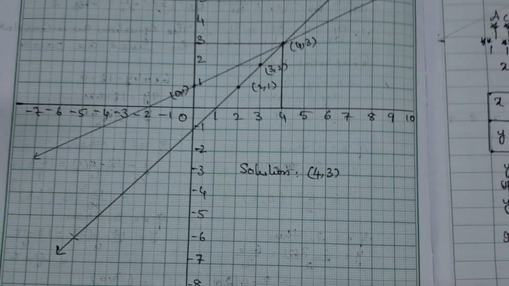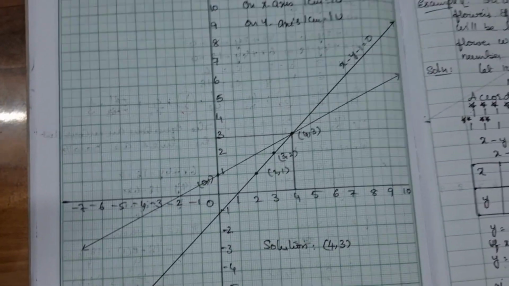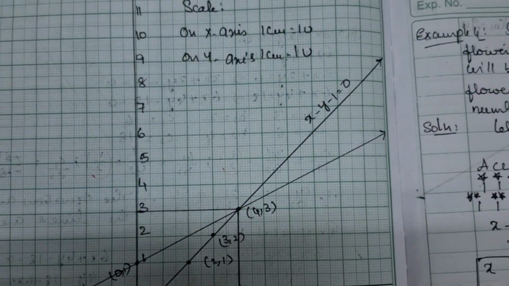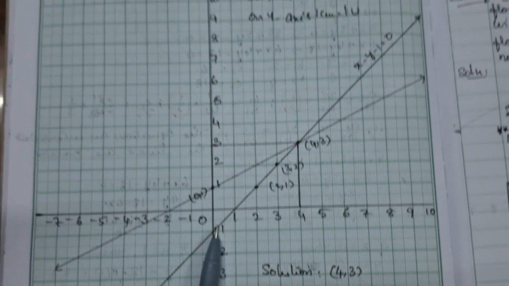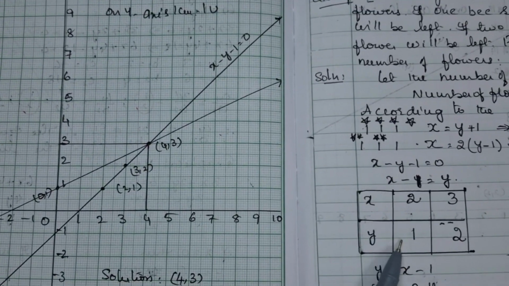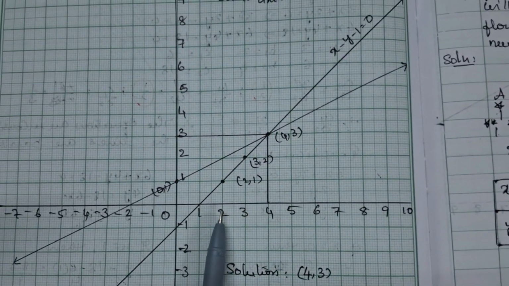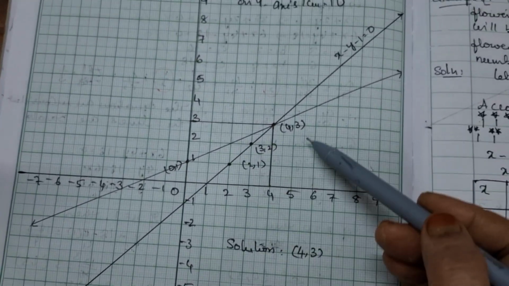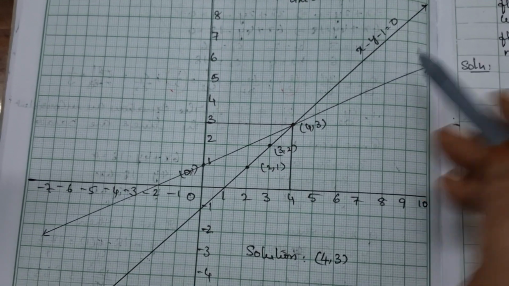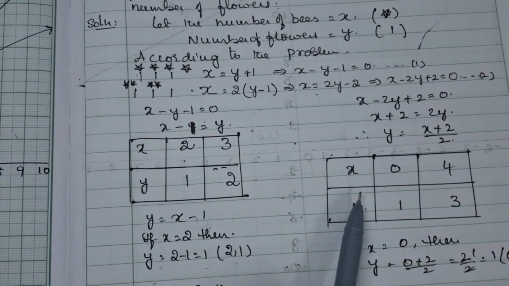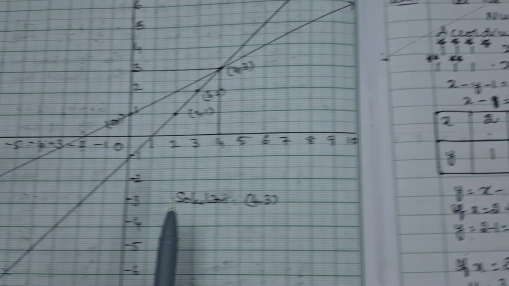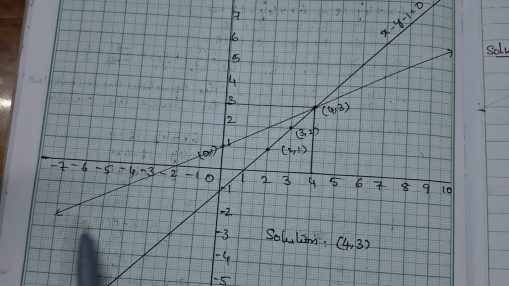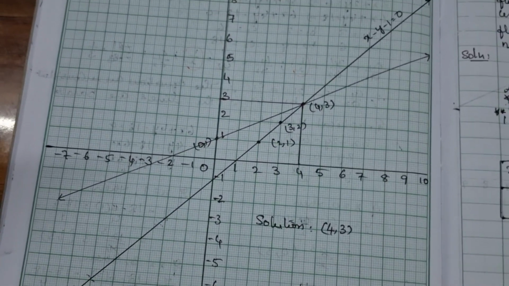So here in the graph, I have taken X values and Y values. See the scale: on the X axis 1 centimeter is 1 unit and on the Y axis 1 centimeter is equal to 1 unit. Now this is the graph that I have taken. So 2 comma 1, 3 comma 2 I have to represent. So this is the line that I have got, X minus Y minus 1 is equal to 0. And the next equation is 0 comma 1, 4 comma 3. See, this is the line that I have got.